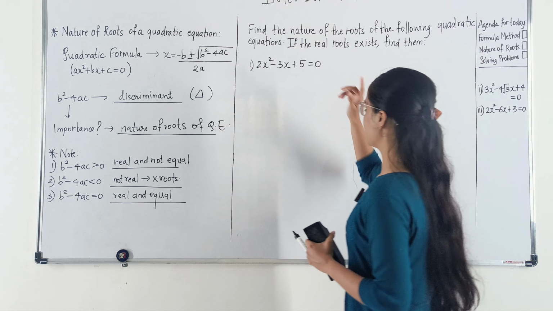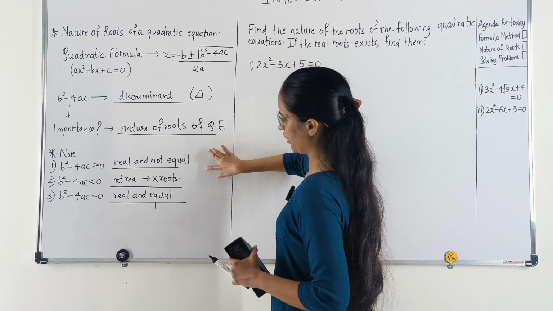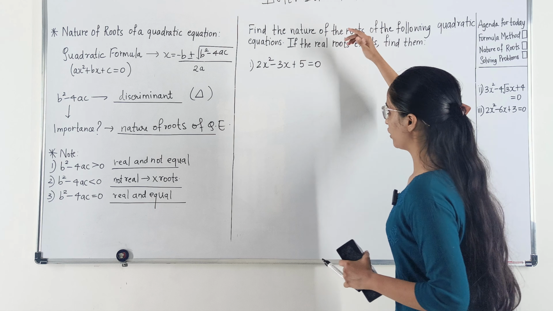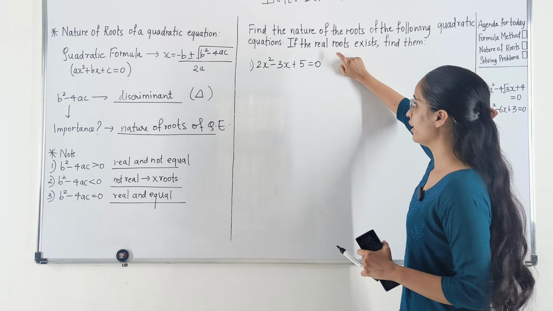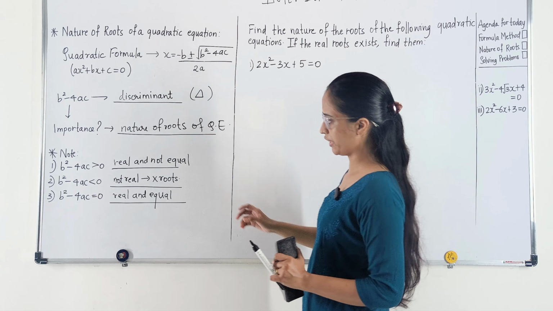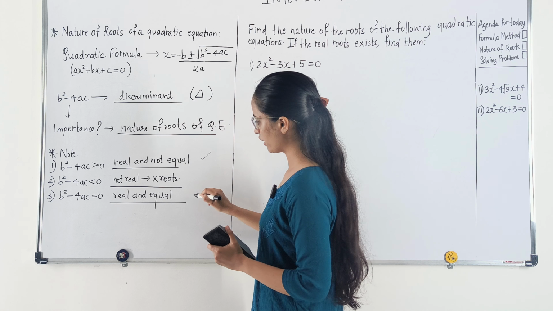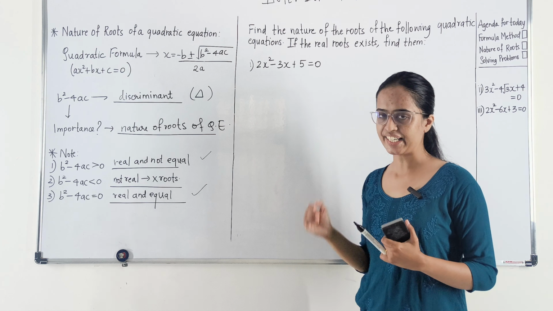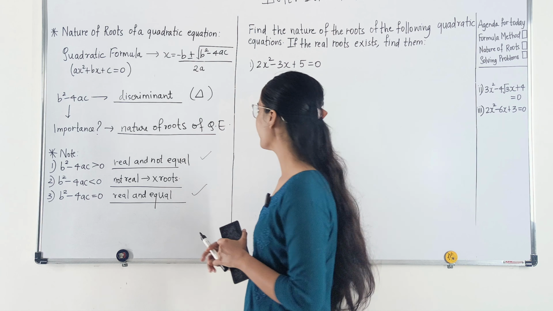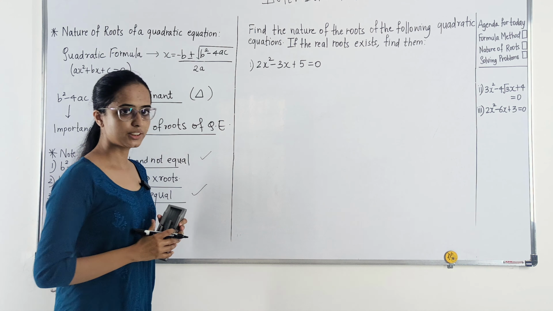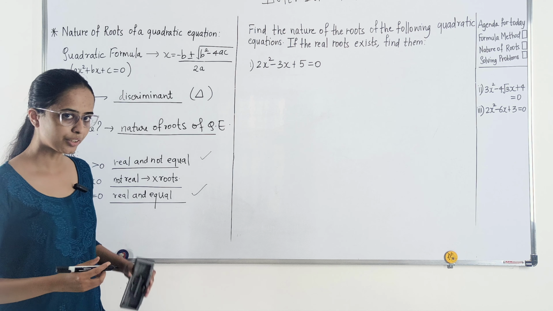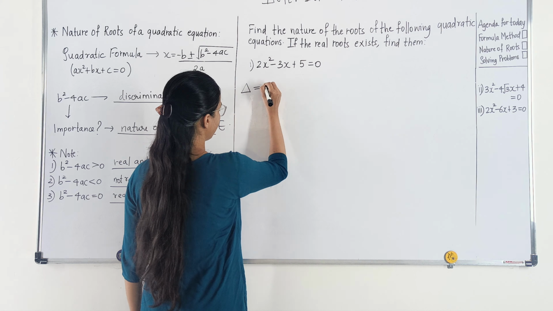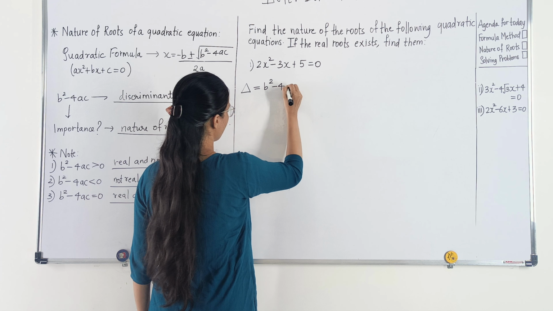You are first supposed to find the nature, meaning which of these three situations exists. After that, the question is that if real roots exist, meaning if either the first or the third scenario takes place, then you're supposed to use this formula and get the values for the roots of the quadratic equation. Now in order to first determine the nature of the roots, we are going to calculate the value of the discriminant. We all know that delta equals b square minus 4ac.